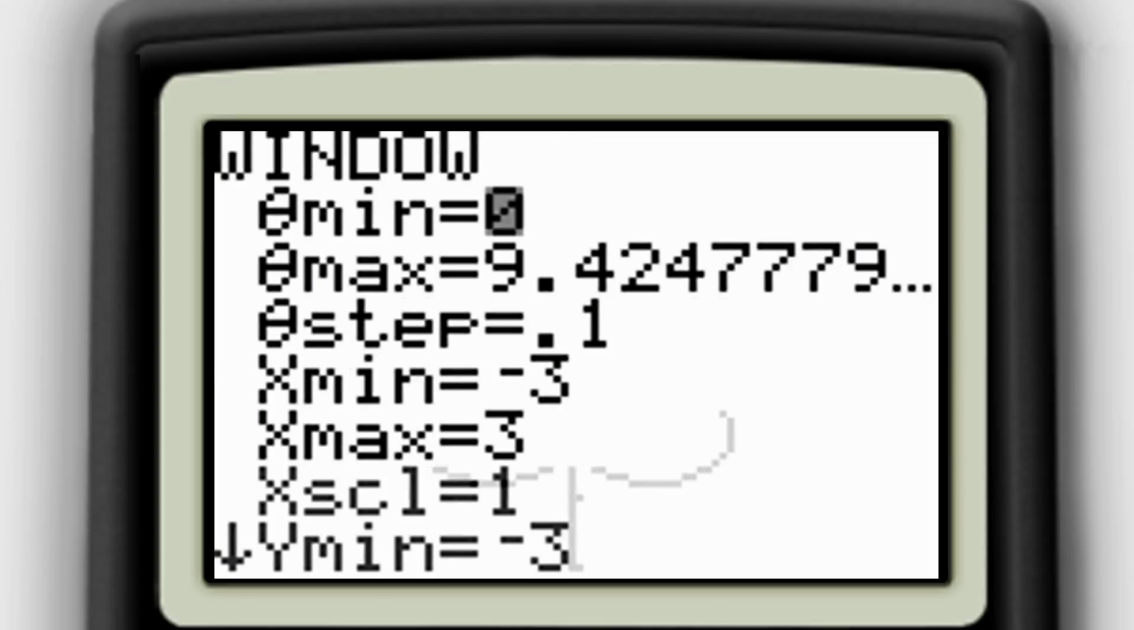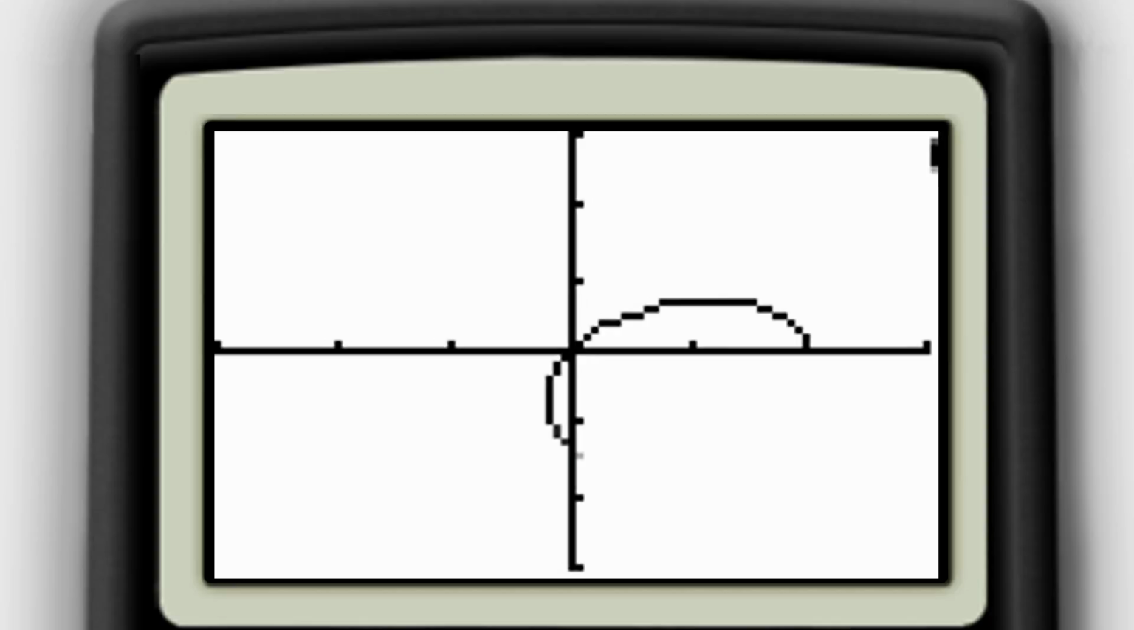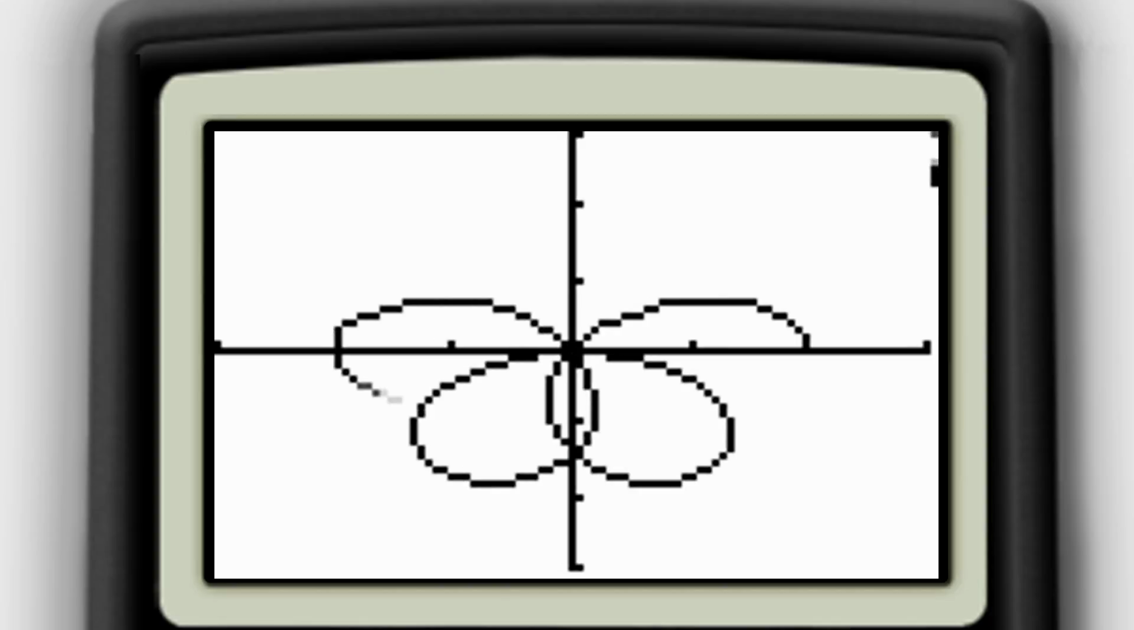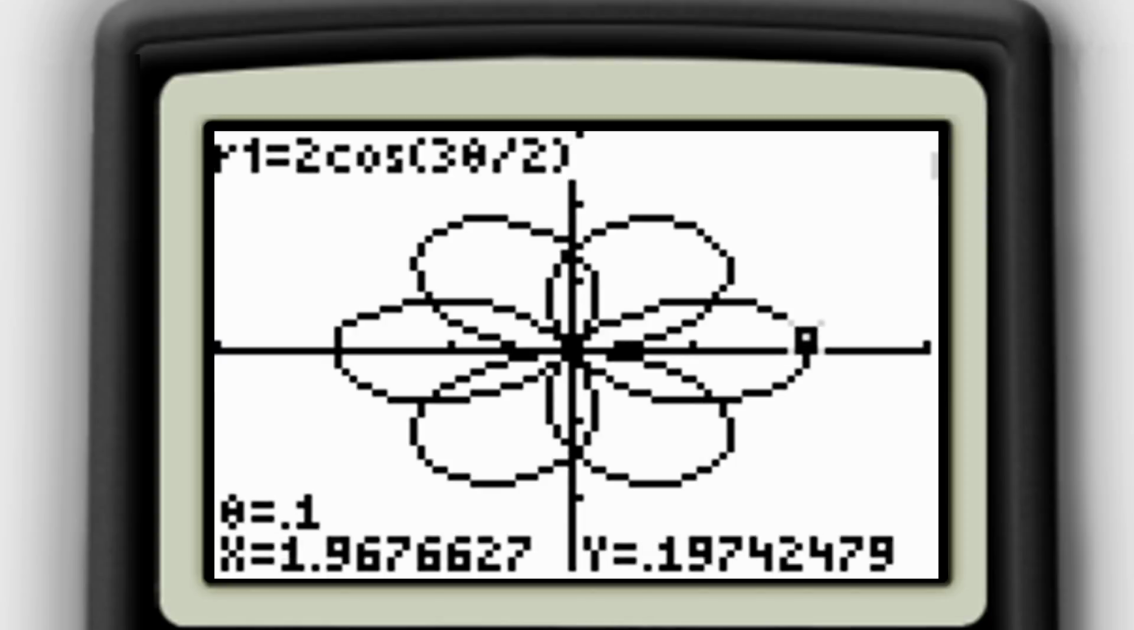So we're going to go back to our window and increase theta just a little bit. So theta min is still 0. Theta max, instead of 3 pi, let's just go to 4 pi. Leave everything else the same and press graph. So again, starting at the xy point 2, 0, and tracing around, it looks like we end back at our original point, 2, 0, where we started.